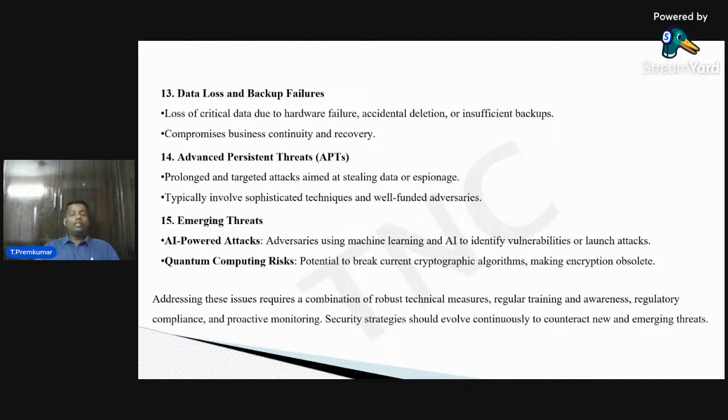Okay, so the things we have discussed, the different areas and different issues, are addressed through a combination of robust technical measures, regular training and awareness, regulatory compliance, and proactive monitoring. The security strategies should evolve continuously to counteract new and emerging threats.